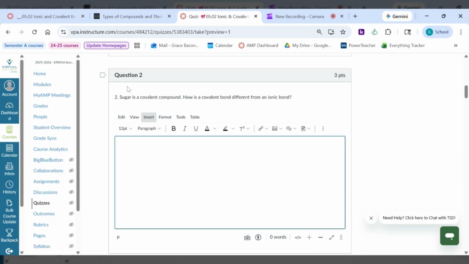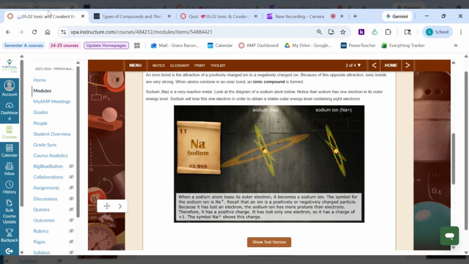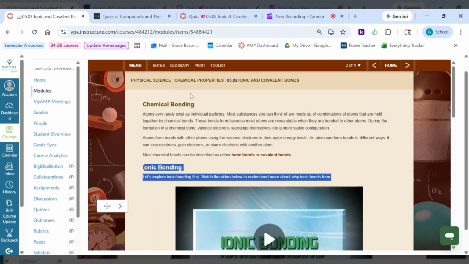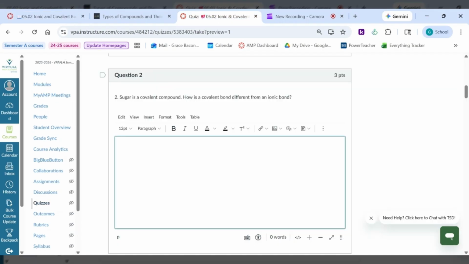Next, I am asked, sugar is a covalent compound. How are covalent bonds different from ionic bonds? This is also going to be on page 2 of my reading in here, and I just need a pretty quick answer for that one, not looking for a full paragraph or anything for that.